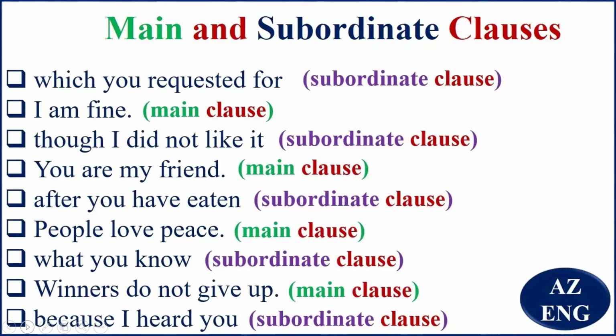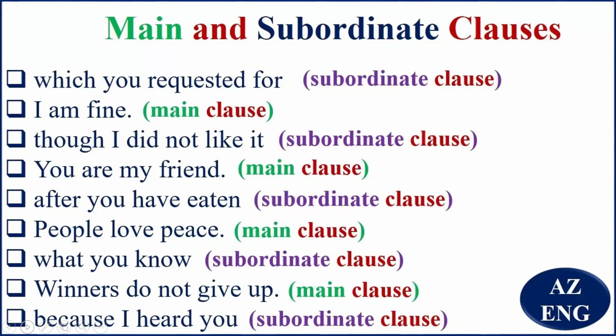So whenever we are using the principal clause, that is a main clause, that is an independent clause. Another one is a dependent clause, which is also known as a subordinate clause. So a few examples are given here. What is the difference between main clause and subordinate clause?